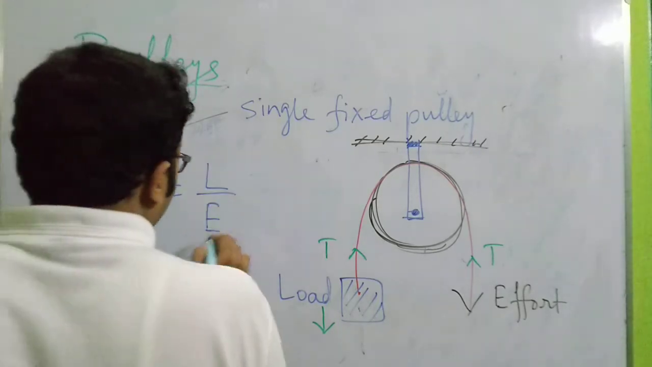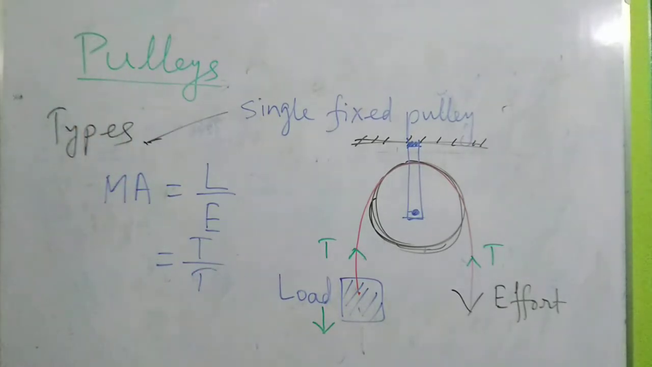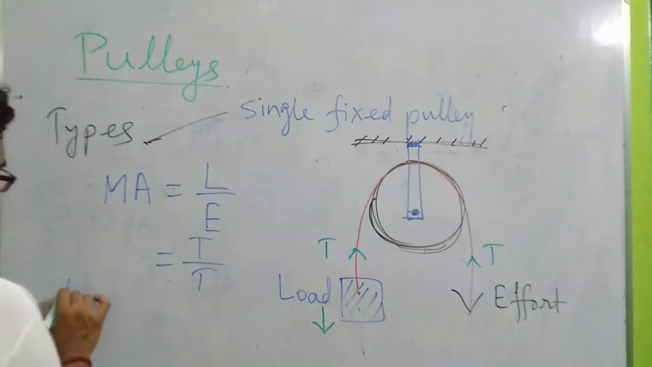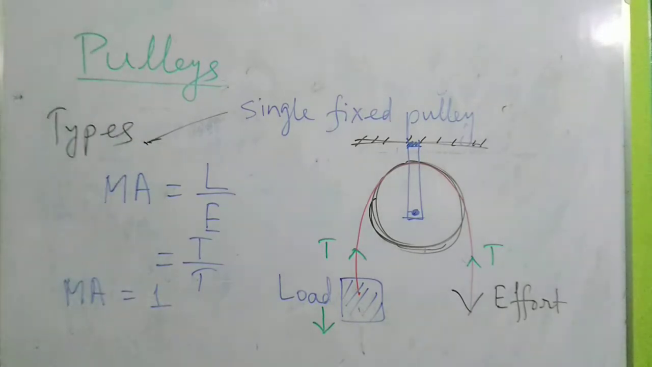Okay, so load is also equal to tension T and effort is also equal to tension T, so both cancel out and the value of the mechanical advantage turns out to be 1. Now, have you remembered that when the value of the mechanical advantage is equal to 1, what will be the function of the machine?